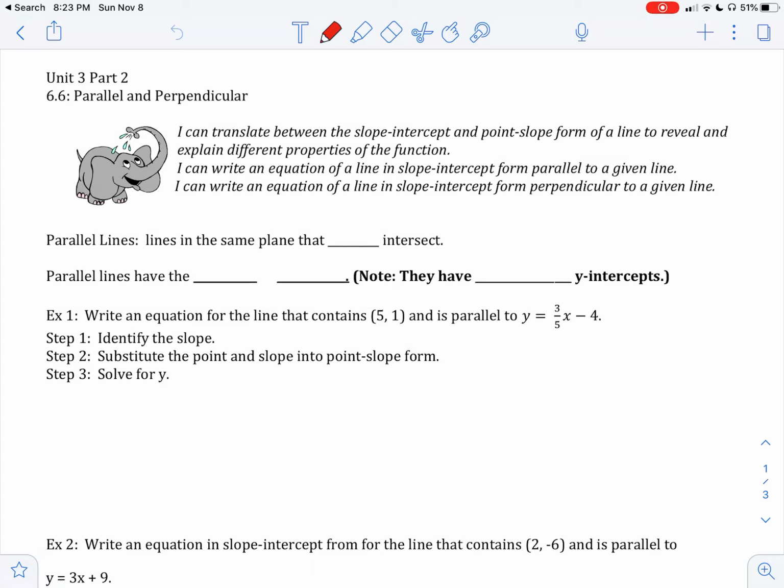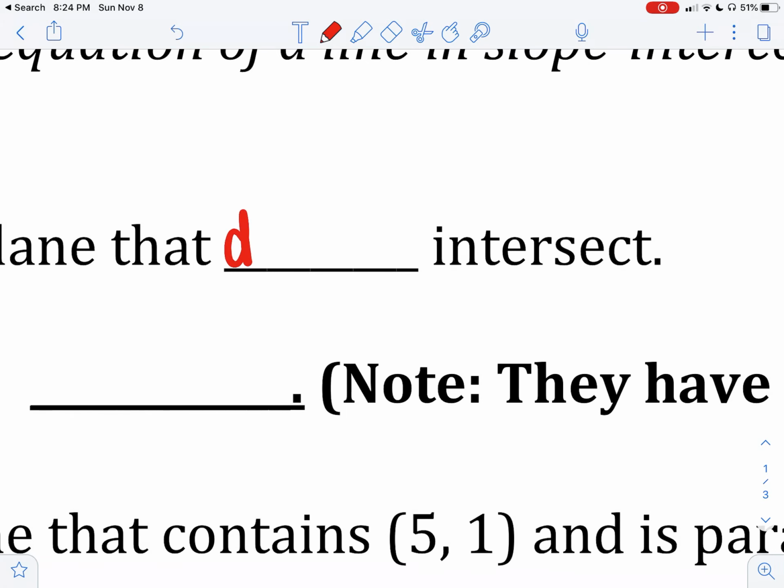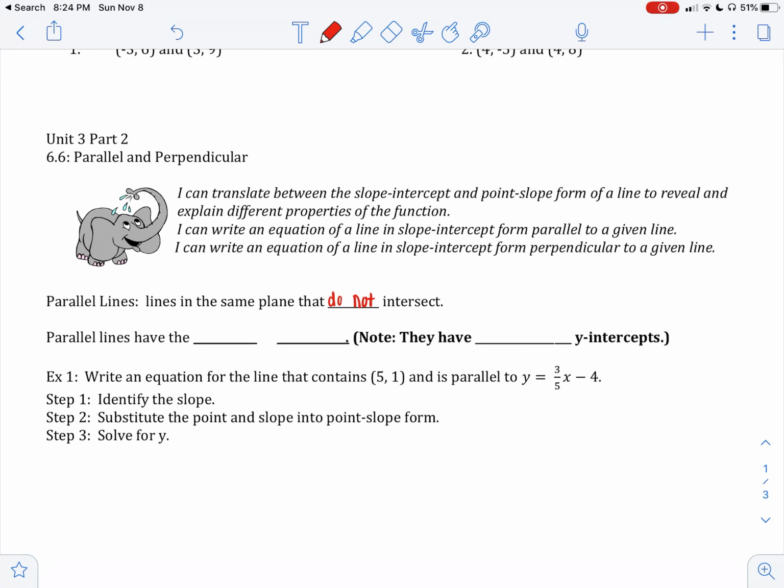This video is about parallel and perpendicular lines from Unit 3, Part 2. We're going to start with talking about parallel lines. Parallel lines are lines in the same plane that do not intersect. Parallel lines are going to go on forever and never intersect.